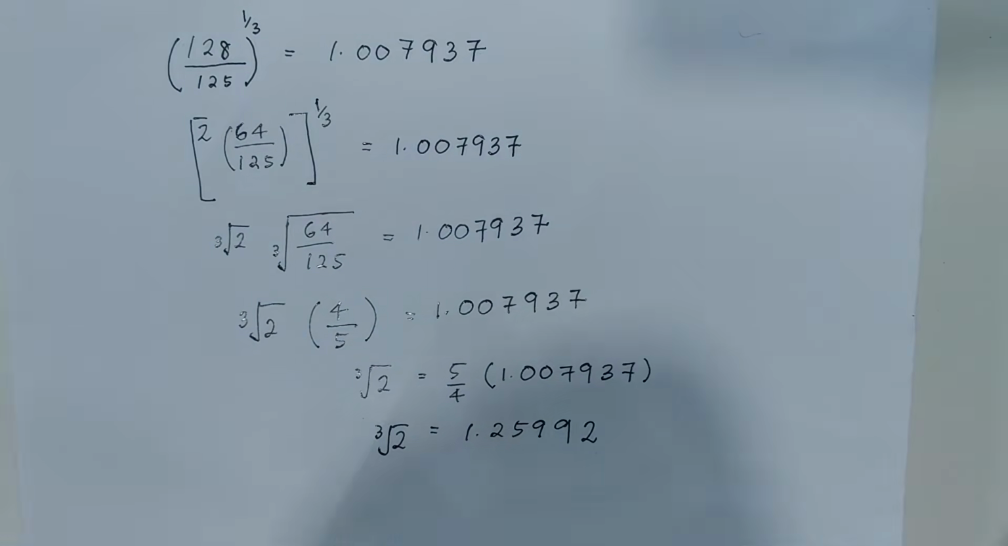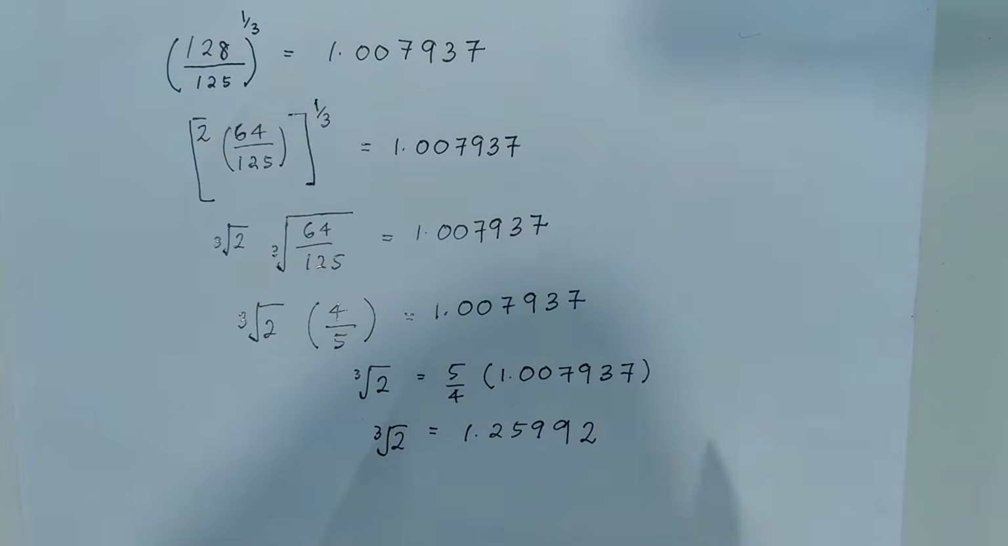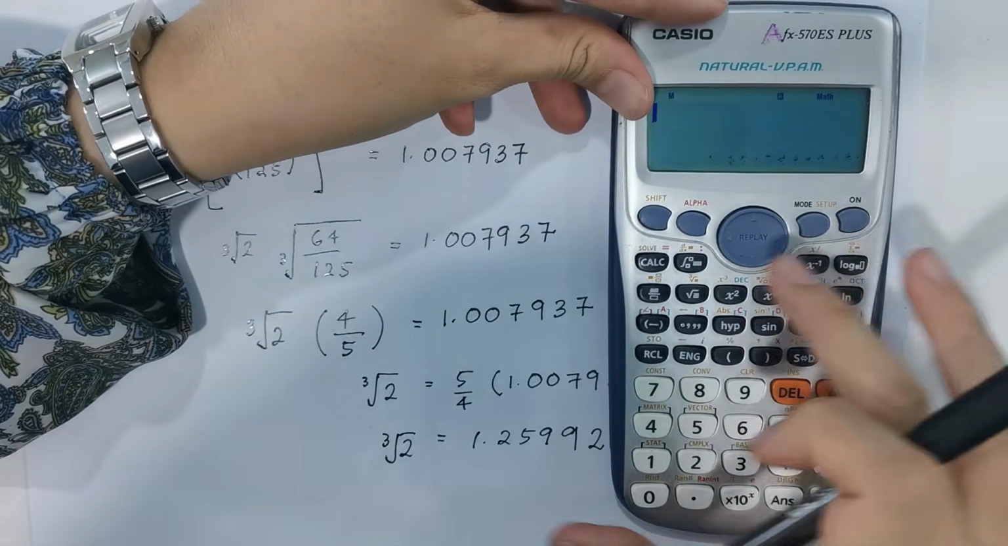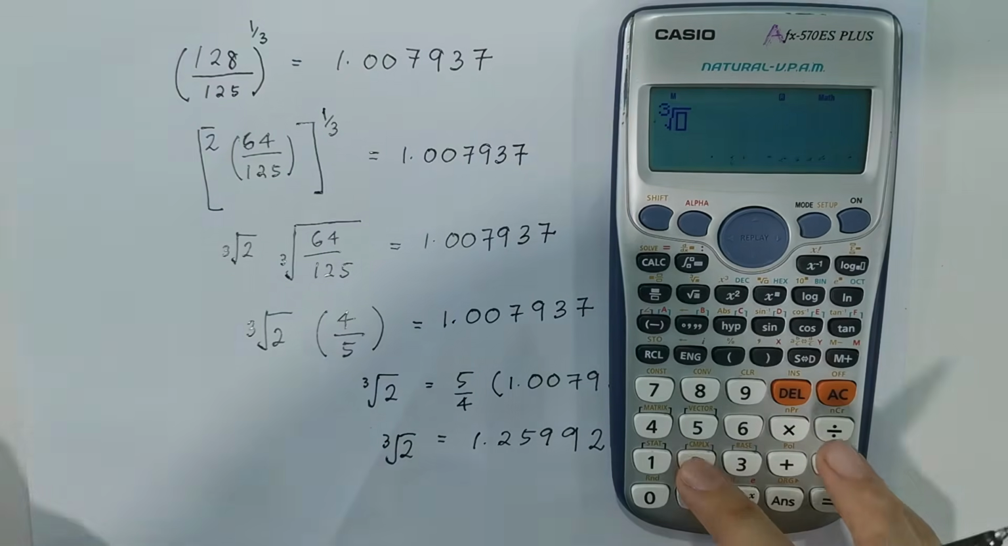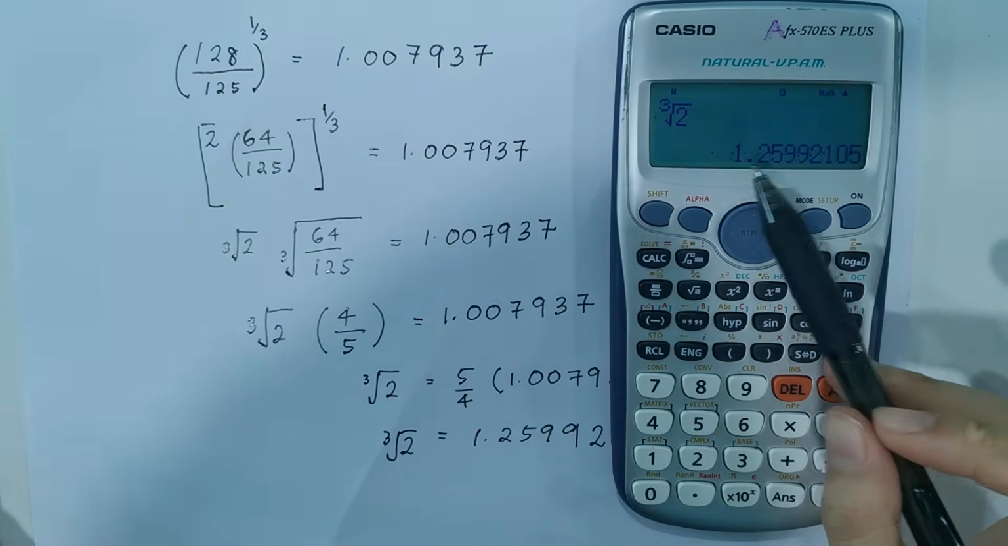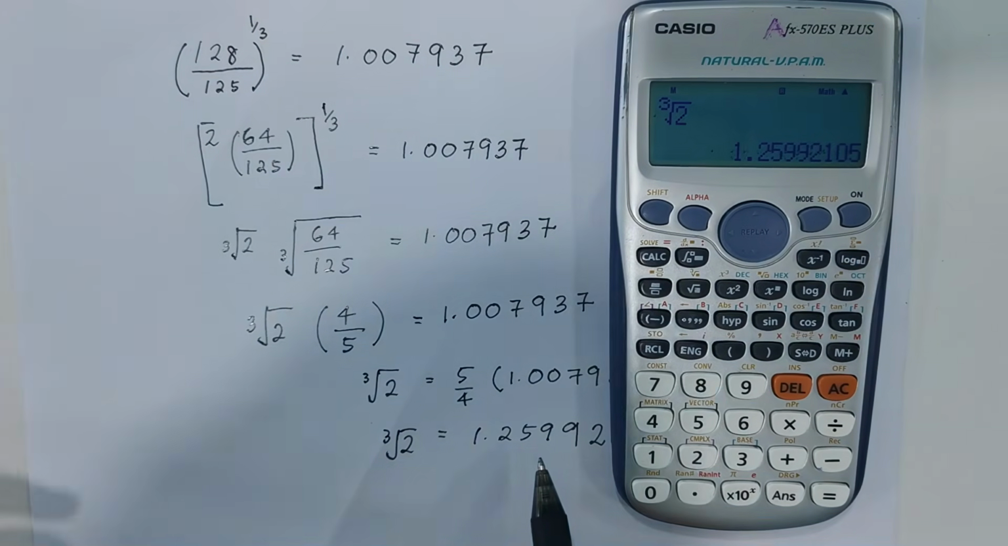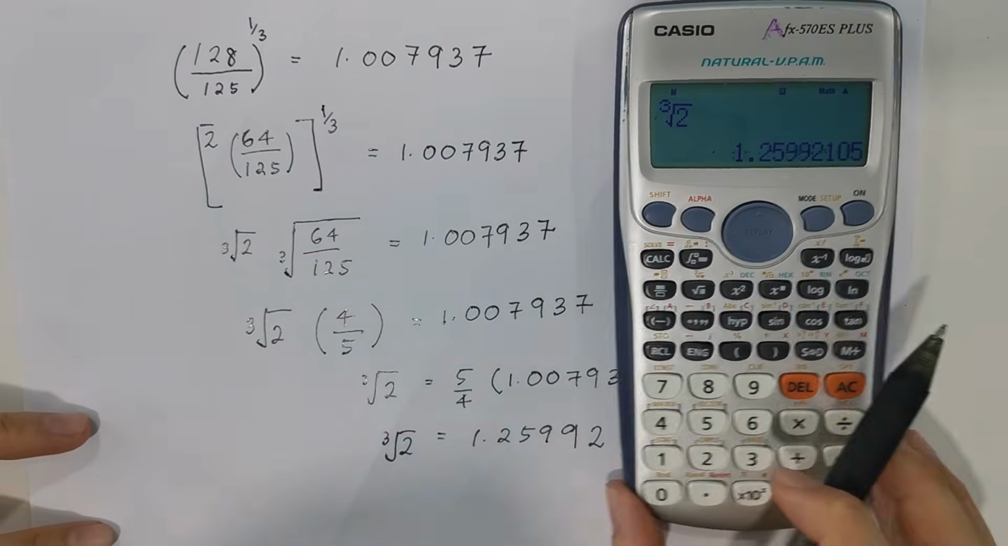If you wonder whether this is the correct value or not, you can check by using a calculator. We can press the cube root of 2 equals 1.25992. See, we get the same value here. That's it.